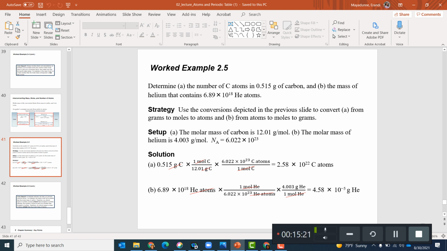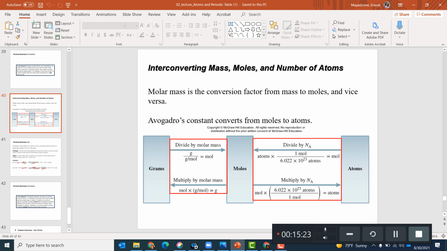So you have the moles, multiply by the molar mass, and you get the grams. Think about it: you have 1 mole of carbon, how many grams? You multiply by 12, right? So 2 moles, you multiply by 12, you get the grams. Grams to moles, you divide. So you divide by the molar mass. It's like that.